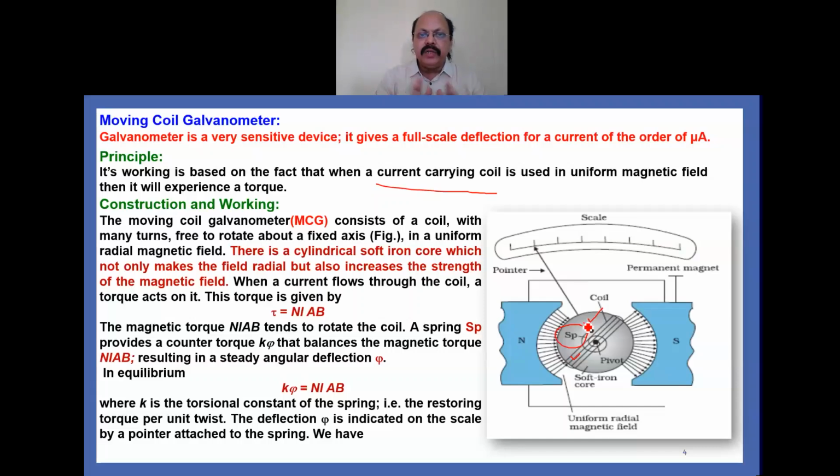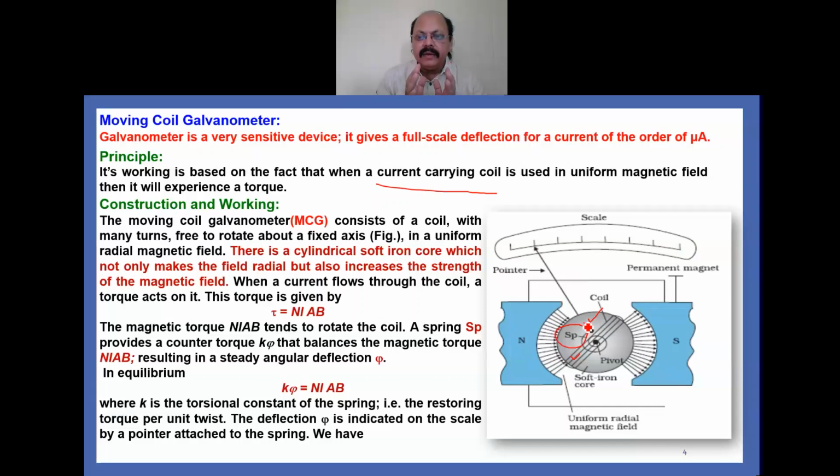So when a current flows through the galvanometer, a torque acts on it, and that torque is known as magnetic torque. That magnetic torque you have already studied and calculated, that is, tau equals NIAB. Since the magnetic field is radial, here also tau equals NIAB. Now this magnetic torque tends to rotate the coil, and the spring that is provided produces a counter torque, so that a balance of the magnetic torque can take place.